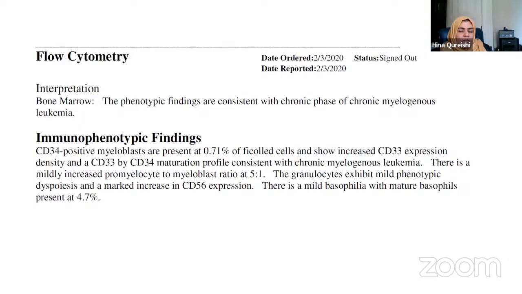Here is a flow cytometry report. In this case, I didn't show the histograms because usually the features are very subtle in chronic myelogenous leukemia. And with experience, we have some idea about the expression of different myeloid antibodies, CD33 and CD34, and their maturation pattern. So in this patient, there were some abnormalities, and based on that information with the abnormal counts, the morphology, and the molecular analysis, this was consistent with chronic phase of CML.